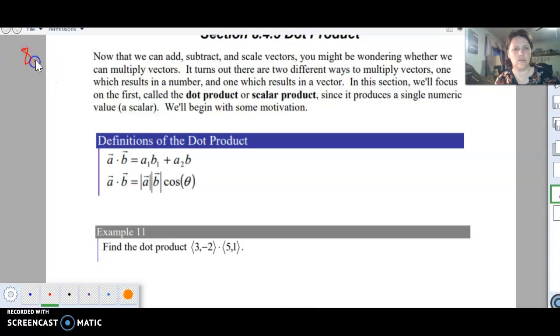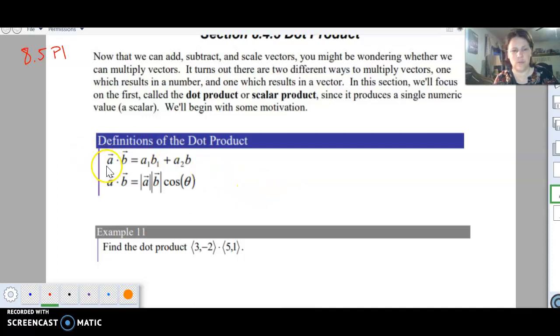Okay, today we are going to start off with section 8.5, part 1, and we are going to talk about what happens when we multiply vectors together. So far we've talked about adding vectors, we've talked about multiplying vectors by a scalar, but we haven't talked about multiplying two vectors together. And that's what we're going to talk about today.